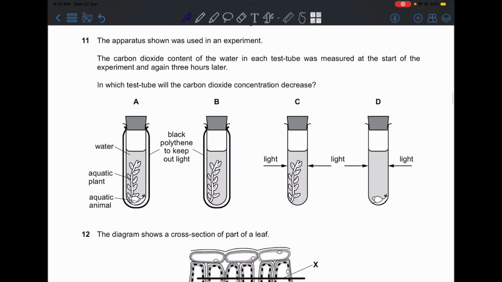Number 11, the apparatus shown was used in an experiment. The carbon dioxide content of water in each test tube was measured at the end of the experiment and again 3 hours later. In which test tubes would the carbon dioxide concentration decrease? Now they're asking about the lowest carbon dioxide concentration over here. So of course it's going to be C, because C is actually photosynthesis, which takes away carbon dioxide.